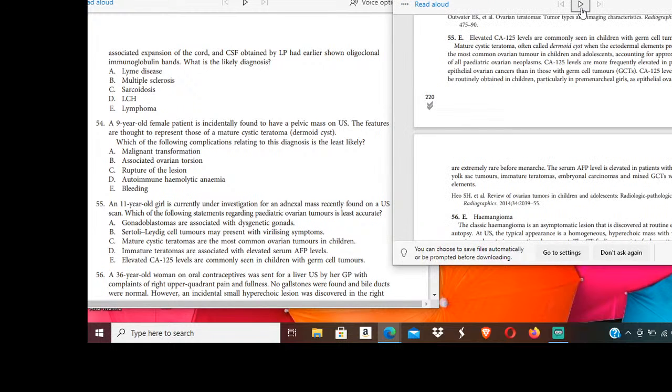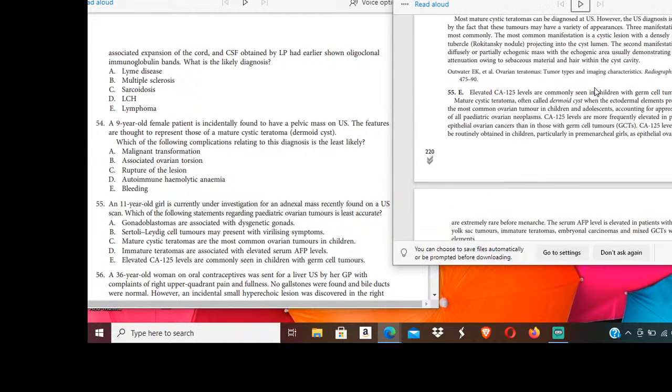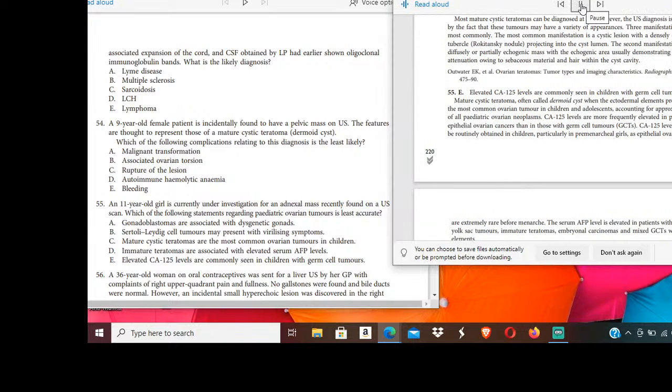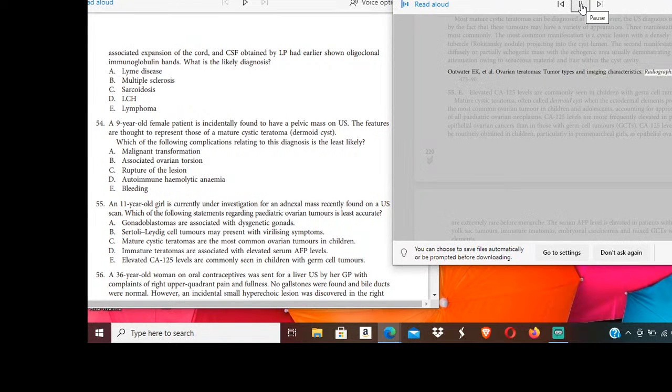Outwater EK, et al. Ovarian teratomas, tumor types and imaging characteristics. Radiographics. 2001, 21.